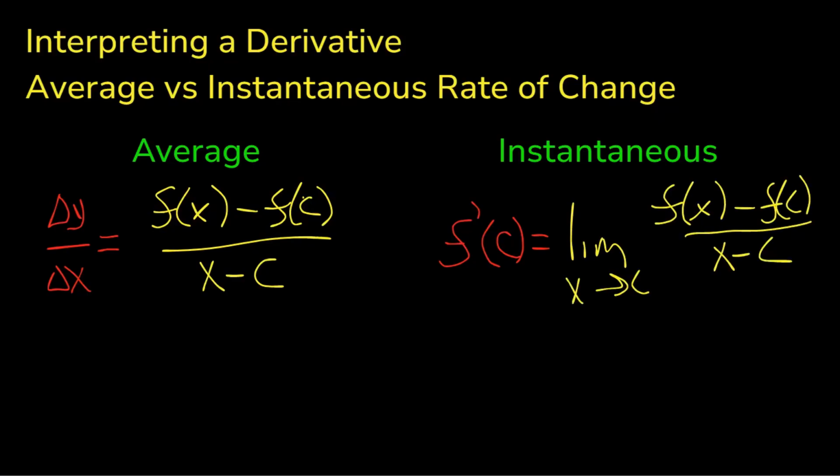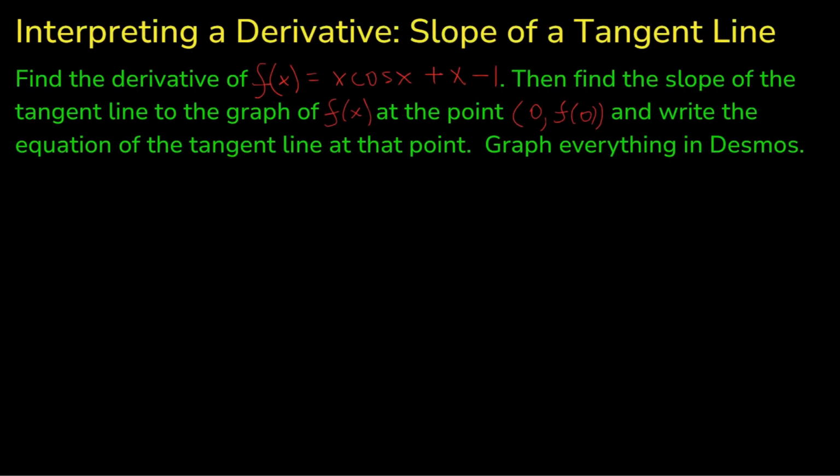So an average rate of change measures the change in f from c to x, while the derivative measures the change exactly at x equals c. So let's look at an example. We want to find the derivative of f, then find the slope of the tangent line to the graph of f at the point 0, f of 0, write the equation of the tangent line at that point, and then we'll graph everything. So the first thing we need to do is take the derivative to get f prime.